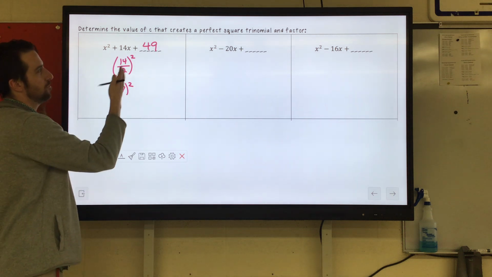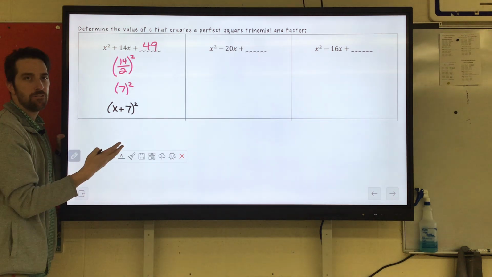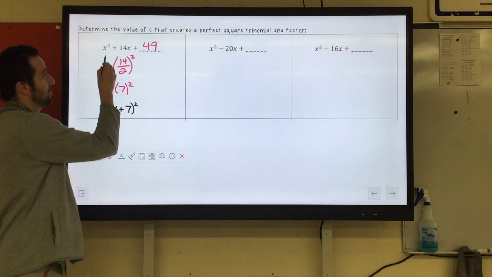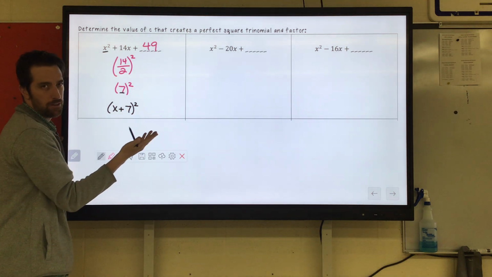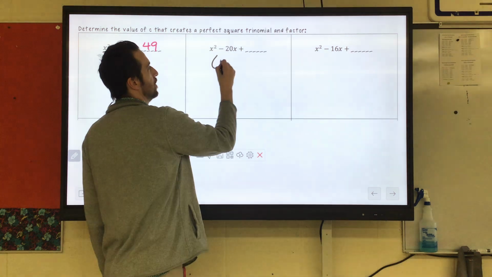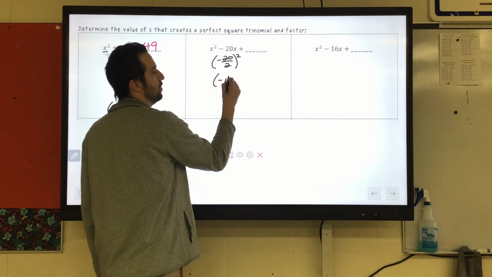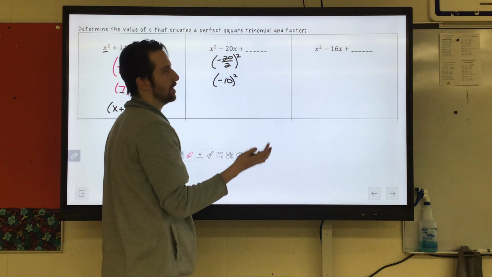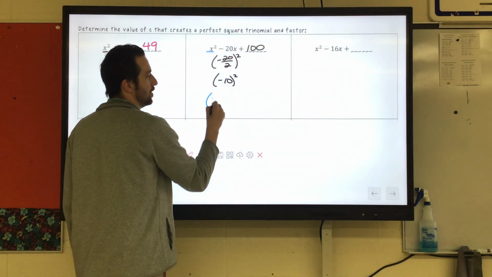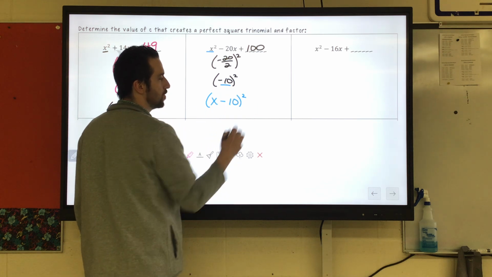Now, if that was in factored form, it would just be x plus 7 squared, which we're eventually going to have to write them in that factored form. Super easy to do. If you're doing all this work in the pink, the black step is easy. It's just x, and then whatever you had before you squared it, squared. Let's try another one. So here we're going to take negative 20, divide it by 2, and then square it. Negative 20 divided by 2 is negative 10, and then we square it. Negative 10 times negative 10 is positive 100, and then in factored form it would be x, and then whatever we had before we squared it, it was negative 10, so it would be x minus 10 squared.